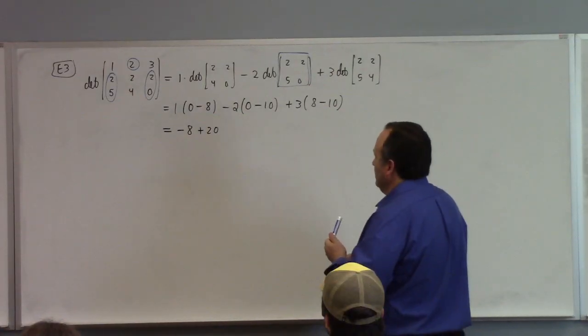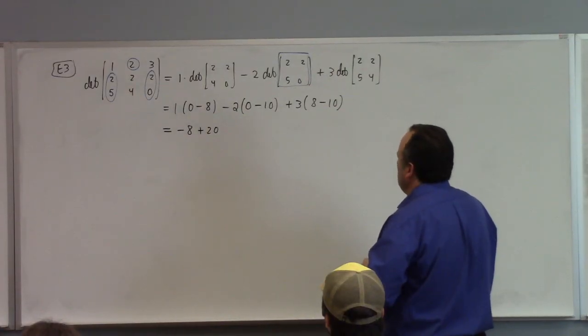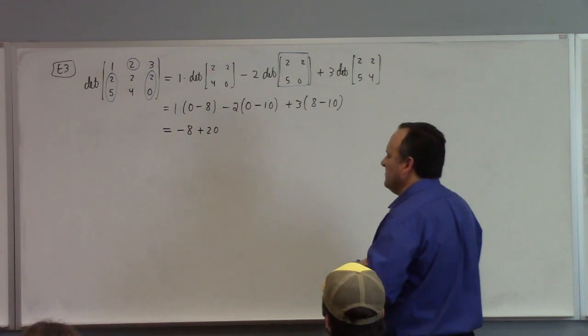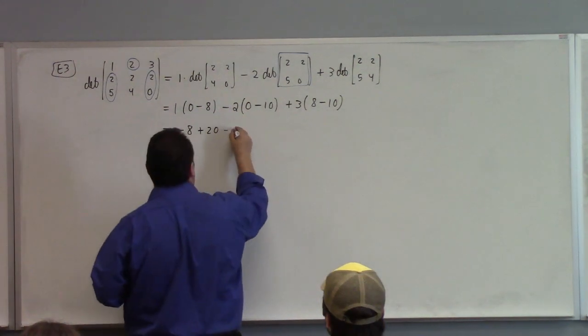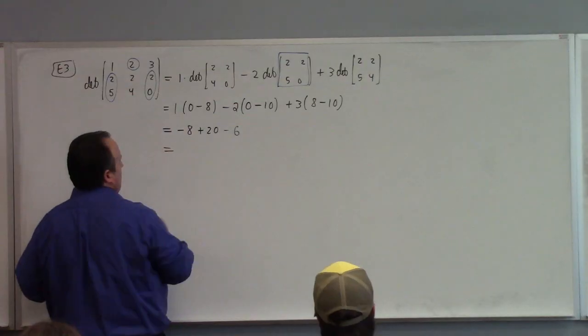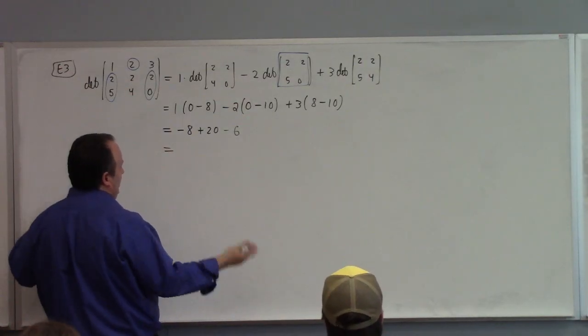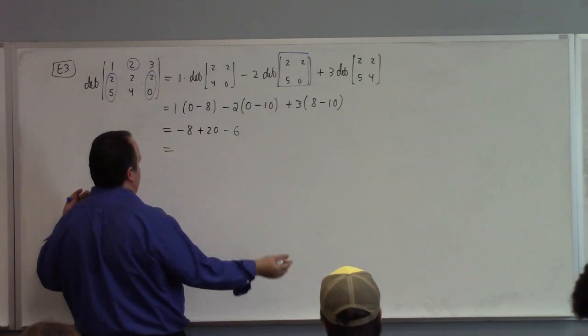It's cool. So plus 20. What's 8 minus 10? Minus 2, right? Minus 6? All right. And so what do we got? We got 20 minus 14, 6, right?